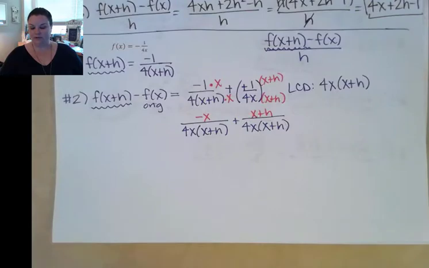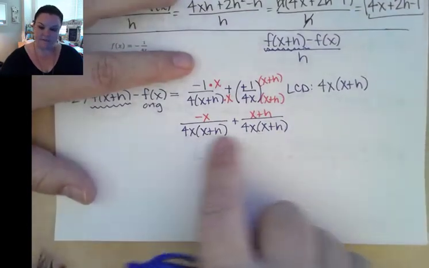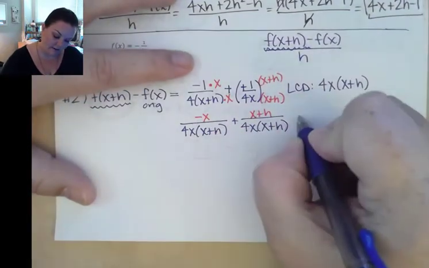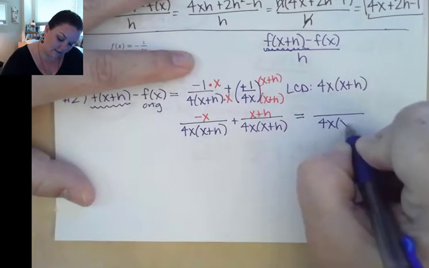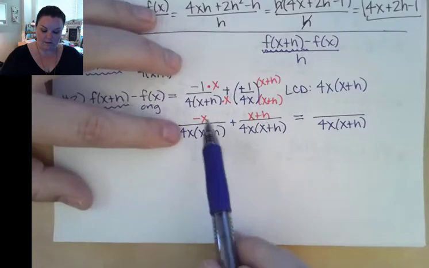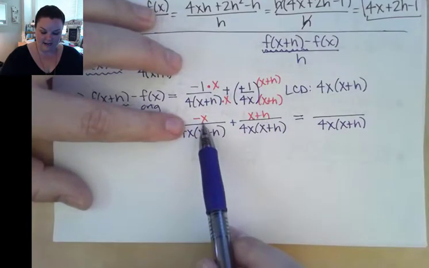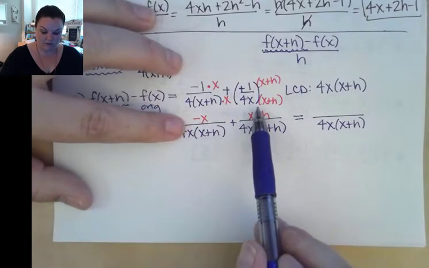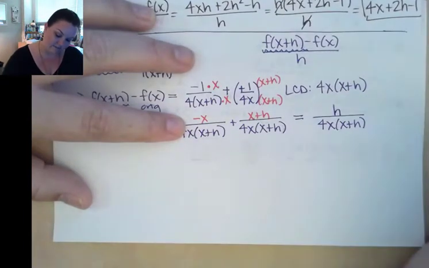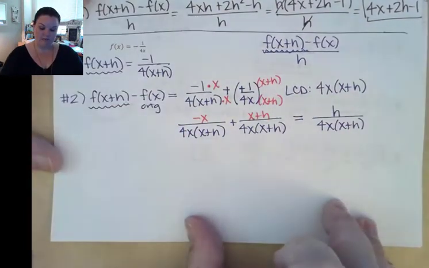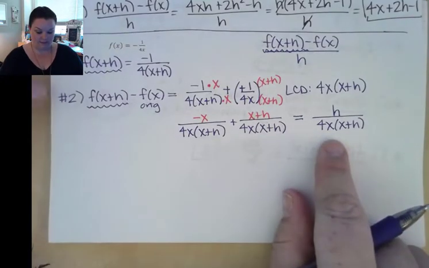Okay. All right. So now I have them both written with the same denominator, so I can go ahead and combine the tops. So it's going to be all over 4x times x plus h. And notice when I combine across here, I have a -x and an x. Those are going to cancel out, right? Those are opposites. So I'm just going to be left with a positive h. Okay. All right, so what we have done, we're on step 2, right?